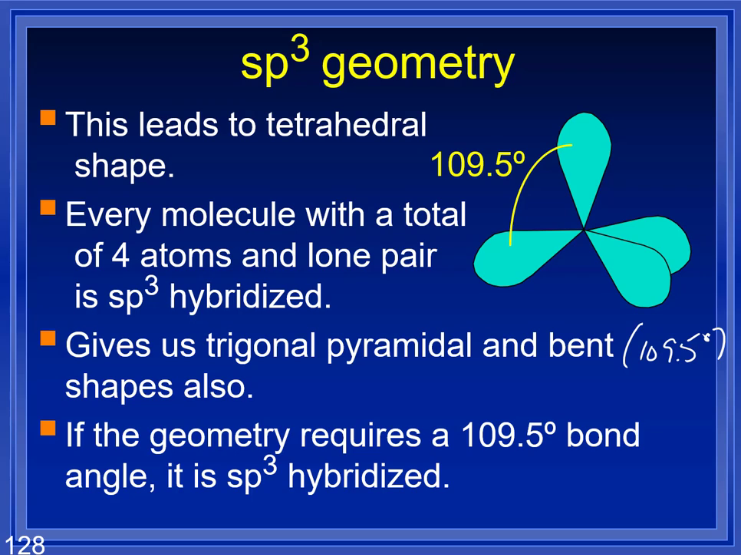So when we're talking about shape, we're focusing on where the atoms are at. When we're talking about hybridization, we're focusing on where the electrons in the bonds are at.